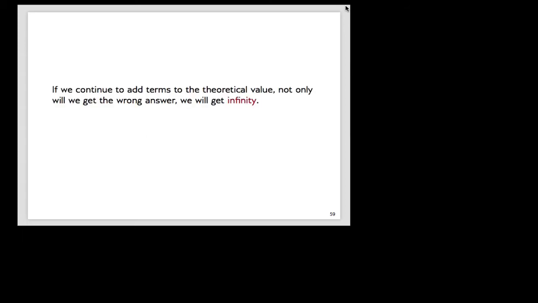But what Dyson's argument shows us is that if we continue to add up the terms in the expansion, which is what the theory tells us to do, not only are we going to get the wrong answer, we're going to get infinity once more. So at this stage, you might say, okay, enough of this. We've kind of beat down all of these infinities that keep arising. No matter what we do, the theory keeps spitting back infinity at us.